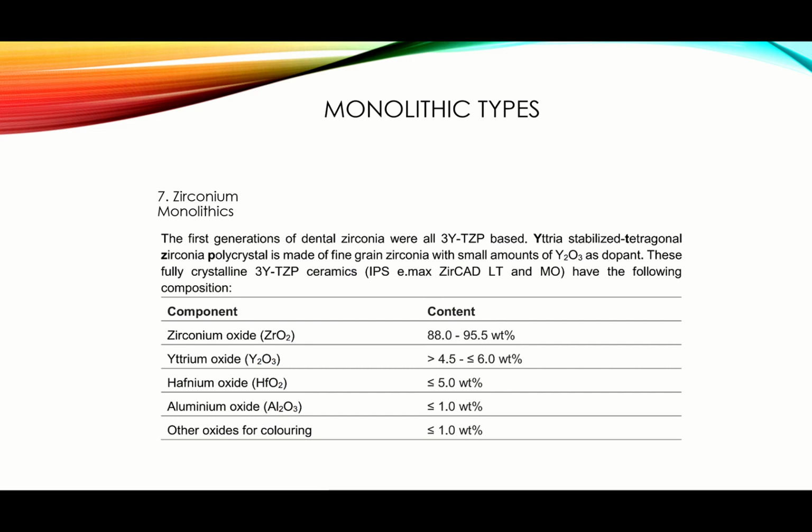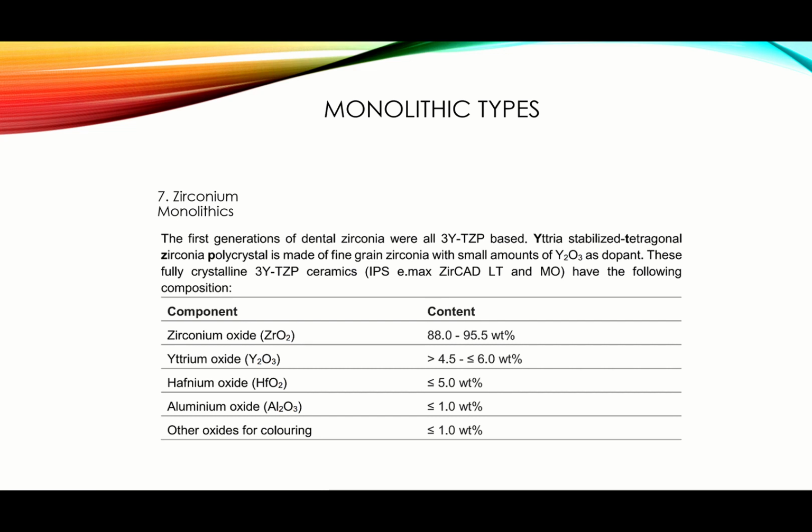Other oxides for coloring, let's say about 1%. In other words, say there is 90% zirconium oxide in the block. We want to know how much of this zirconium content is tetragonal, how much is cubic, how much is monoclinic, and what makes the physical properties of the zirconia different from one block to another.